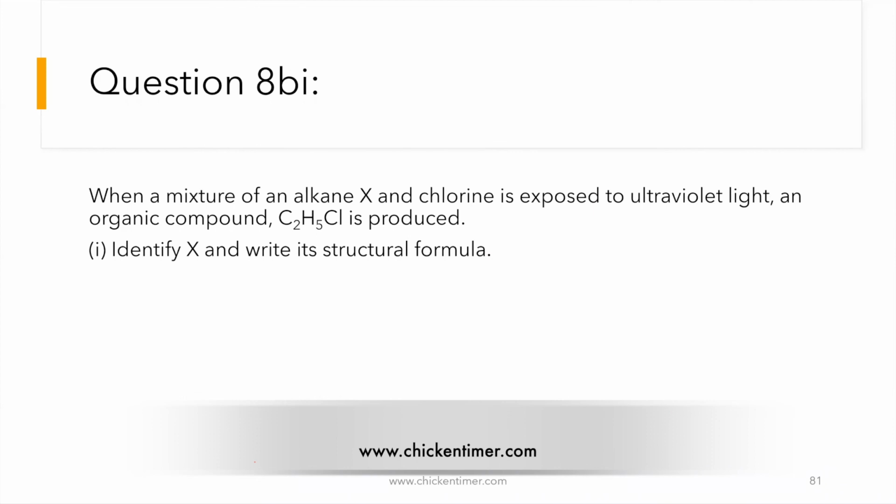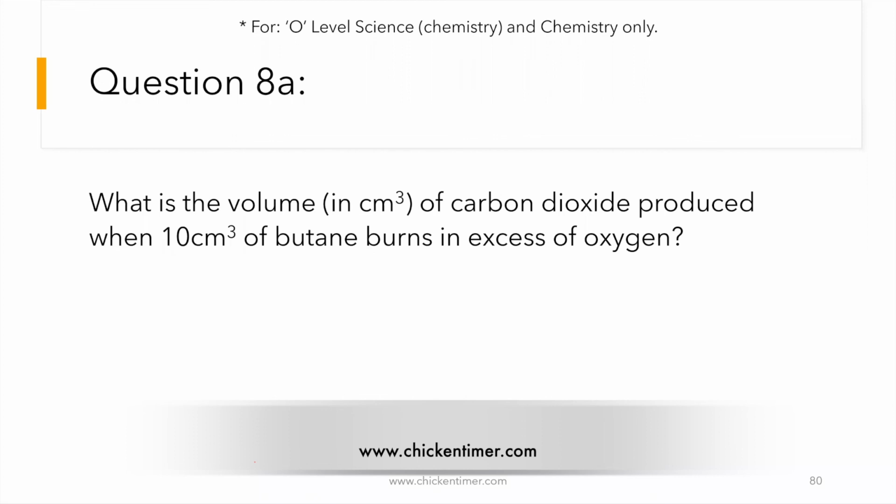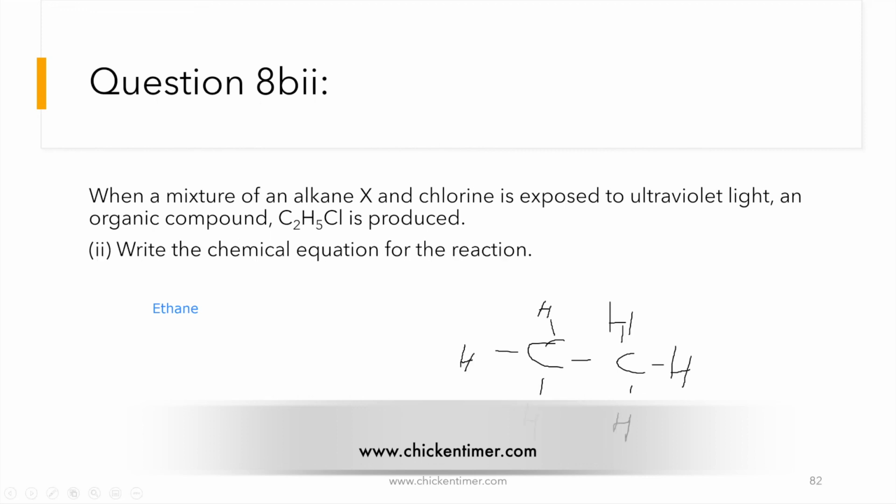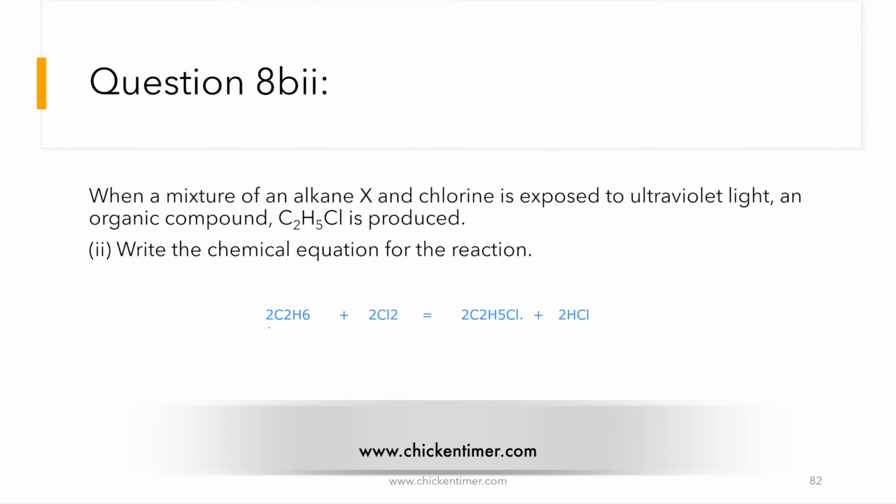They say when a mixture of an alkane X and chlorine is exposed to UV light, an organic compound C2H5Cl is formed. They say identify X, so that means you have to name X, then you draw the structural formula. Structural formulas are like this kind. Ethane, because you use chlorine and then 1 chlorine goes in, then there's 2 carbon. Since I've talked about it just now, this one you're on your own. You don't need the 2 because it's simplest form.